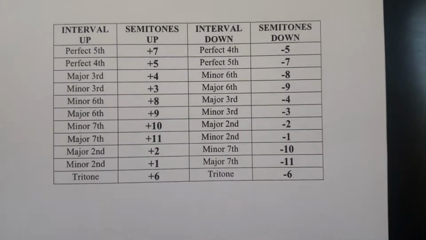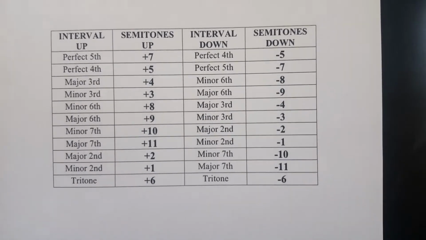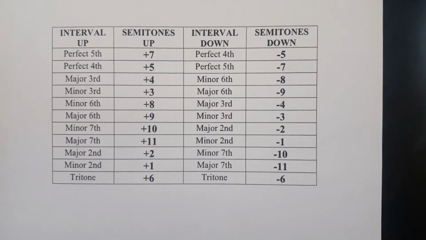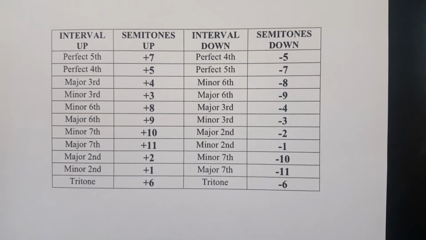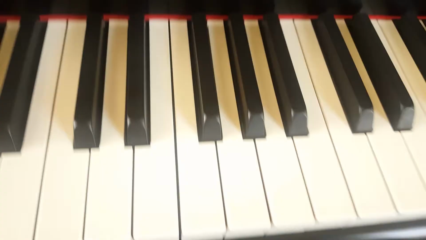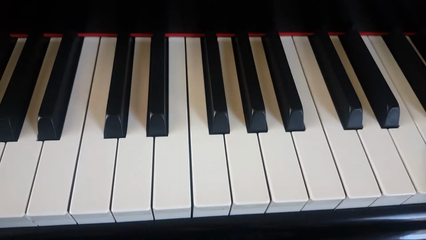Look at your chart here. Look at the bottom, and you notice it says tritone plus 6. You see the minus 6 as well. We're descending. Right now we're going to be just ascending on these intervals. We'll descend a little bit later. So I want you to look at the tritone as soon as I angle the camera.